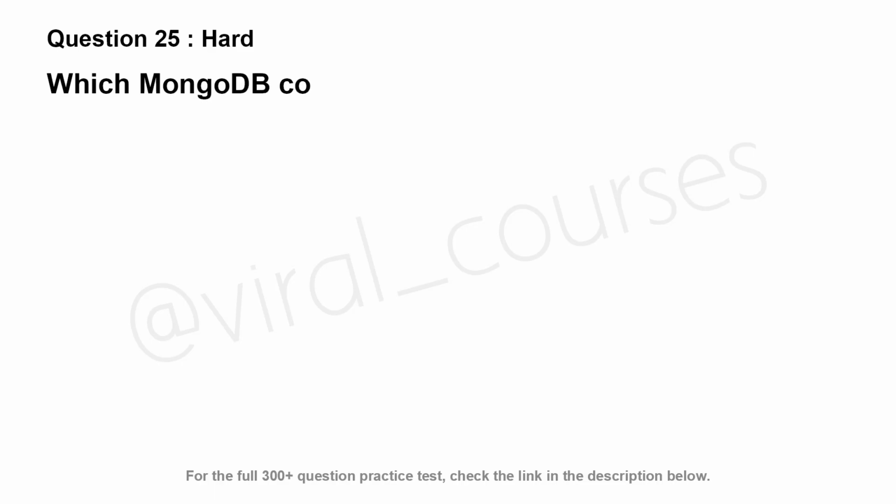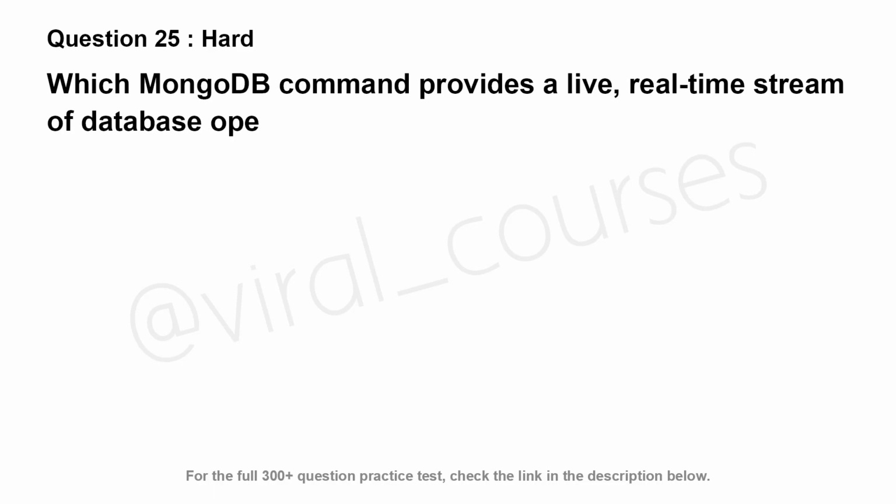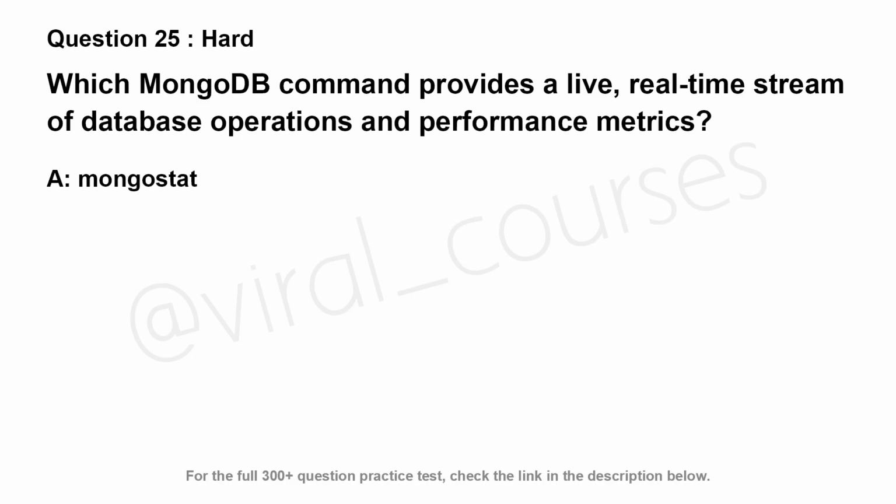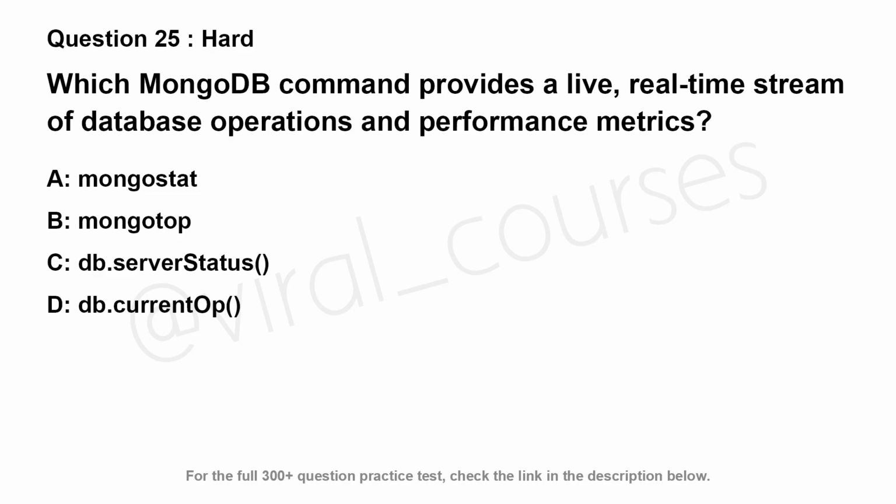Which MongoDB command provides a live, real-time stream of database operations and performance metrics? Option A. MongoStat. Option B. MongoTop. Option C. db.serverStatus. Option D. db.currentOp.